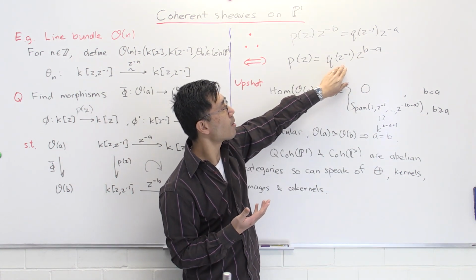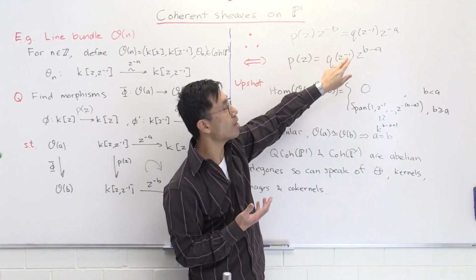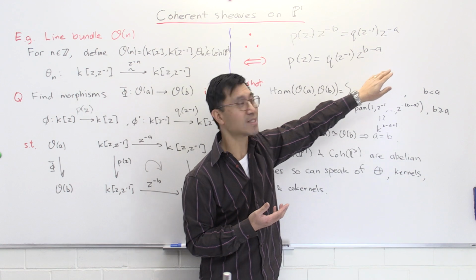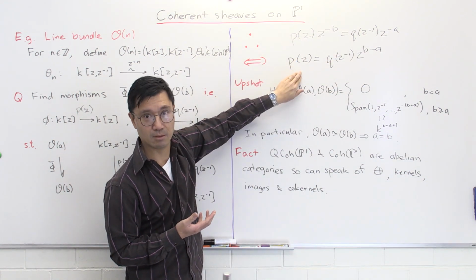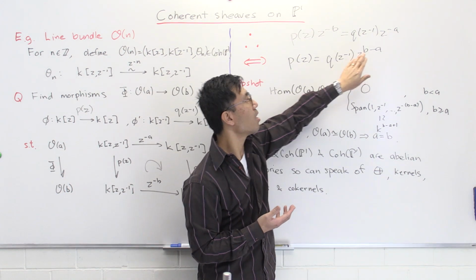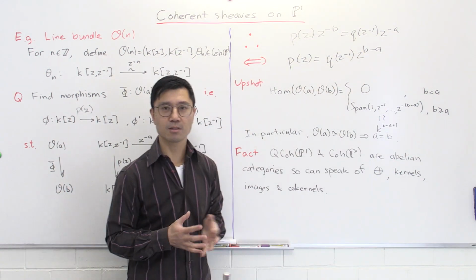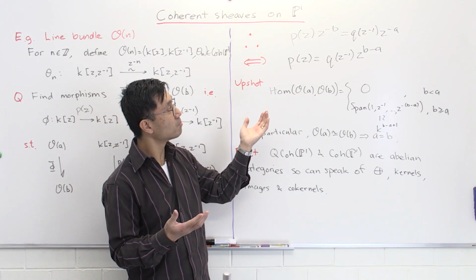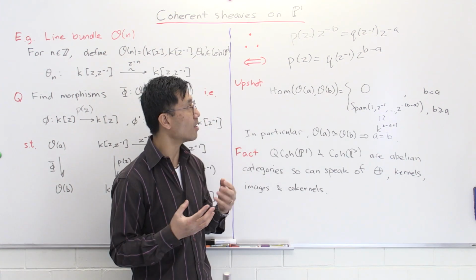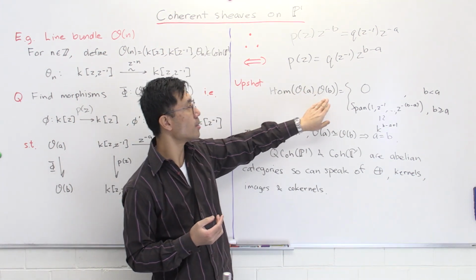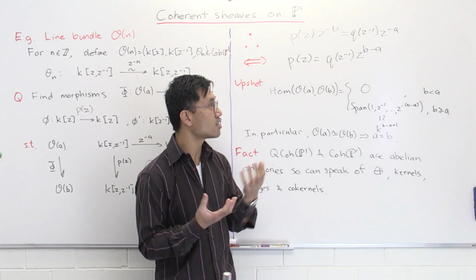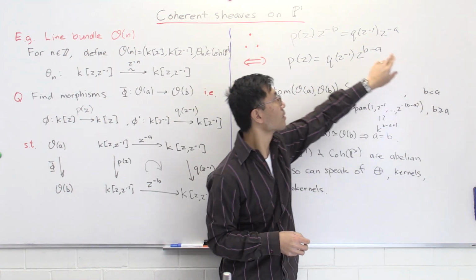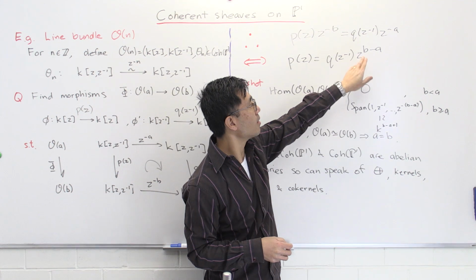This Q(Z inverse) can be any polynomial in Z inverse as long as its degree is less than or equal to B minus A, because if that's the case, when you multiply by Z to the B minus A, you'll end up getting a polynomial in Z. But once it's greater than that degree, you'll have some Z inverses or higher powers of Z inverse involved, so you can't get a polynomial in Z. But otherwise, there's no restriction. And that really tells you the complete answer for the set of all homomorphisms from here to here. And in fact, it tells you that this is a vector space of them. Okay, so firstly, if B is less than A, then this is going to be some negative power of Z.